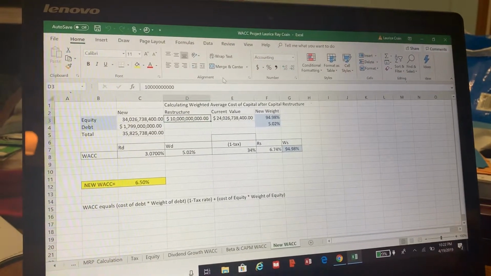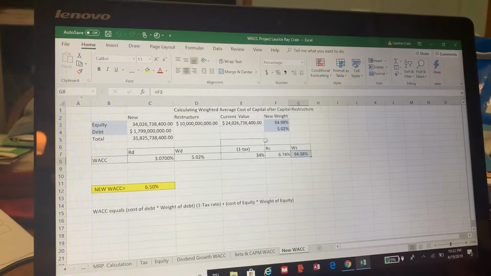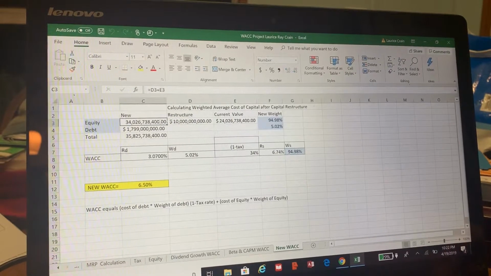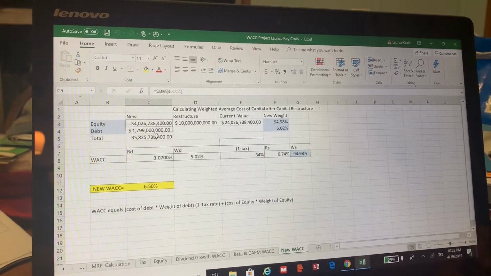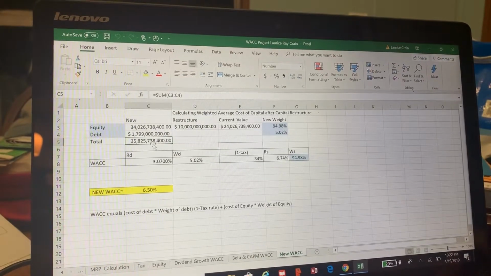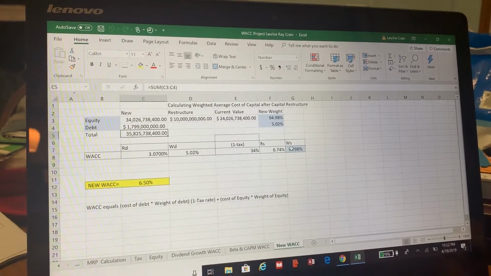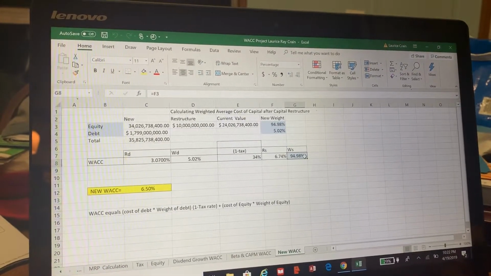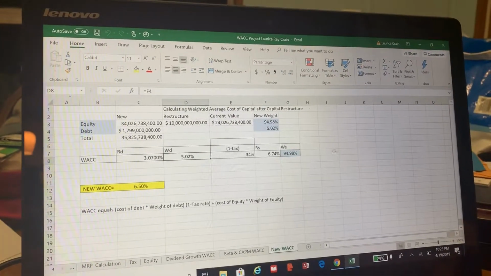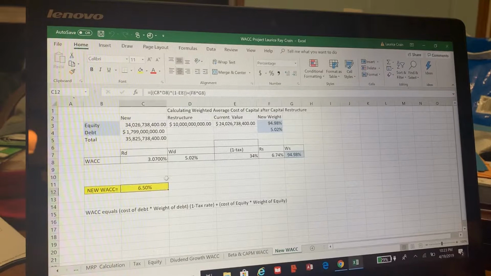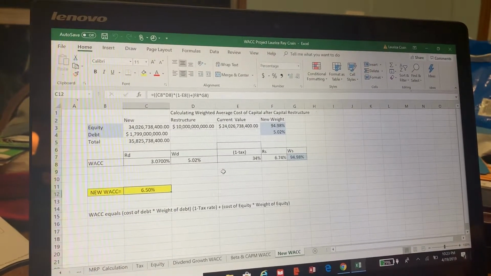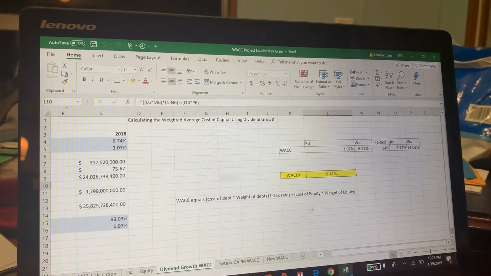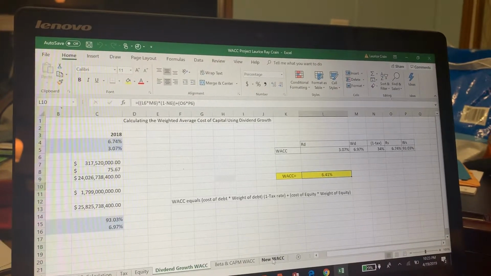This is $10 billion, but we are so capital heavy, it's not really going to affect our weighted average cost of capital. So $10 billion brings our equity up to $34 billion. It changes our total capital structure to almost 36 billion. That changes our weight of equity to 94.98%, and it brings our weight of debt down to 5%. So calculating that gives us our new WACC of 6.5%, which is not even 0.1% higher than we were before.